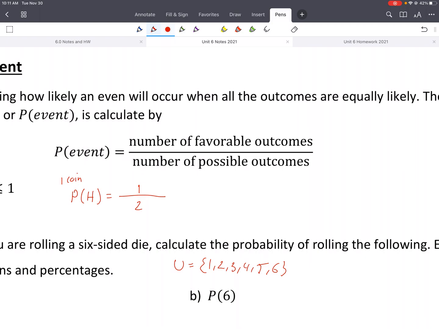Okay, we can also write that as a percentage. To do that, we just do 1 divided by 2. That gives you 0.5. But then we need to write it as a percentage by moving the decimal to the right twice. So we move it twice, and we get 50%. So the chance of flipping a head here would be 50%.